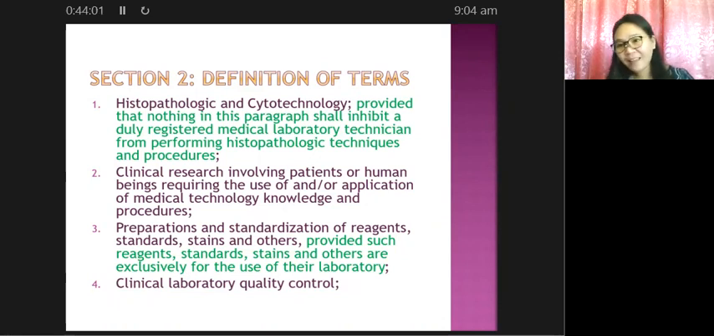But there is a proviso there. The provided provisions are actually very important for us to understand.